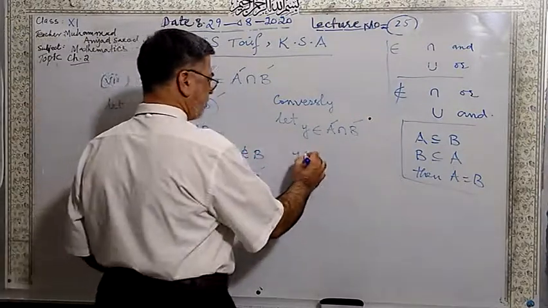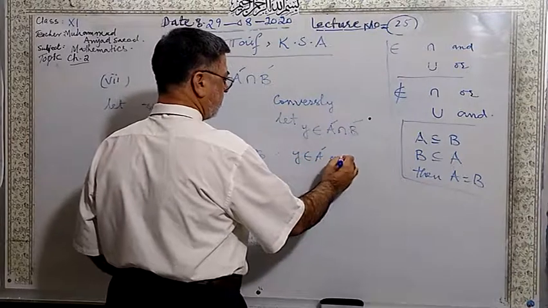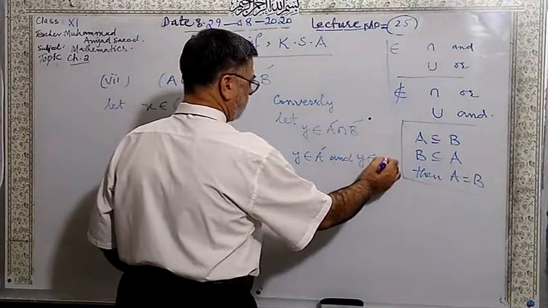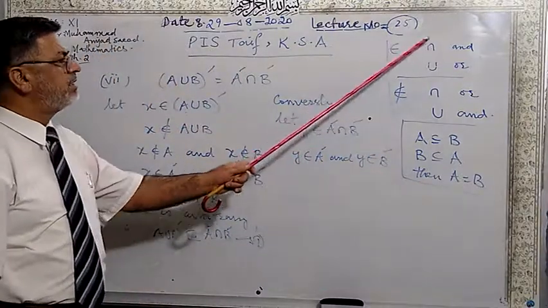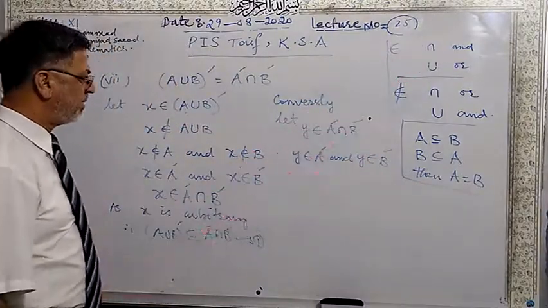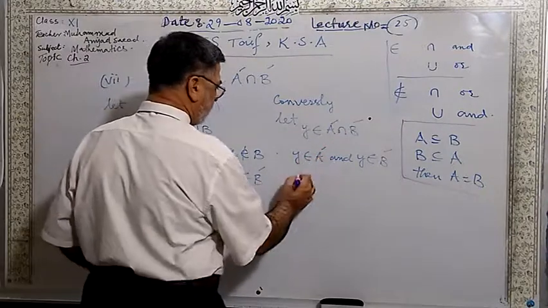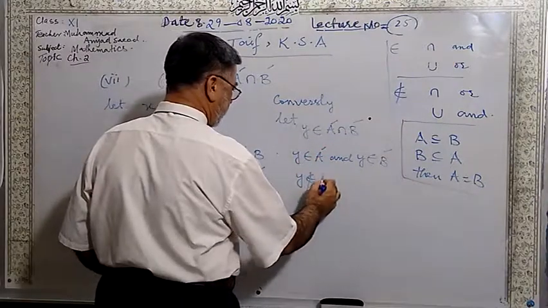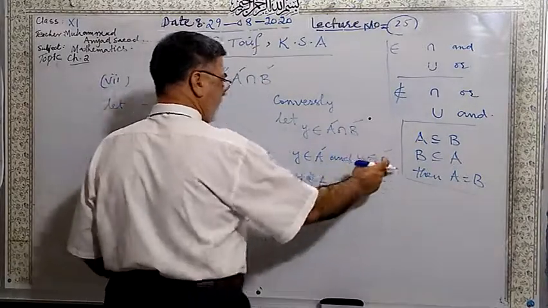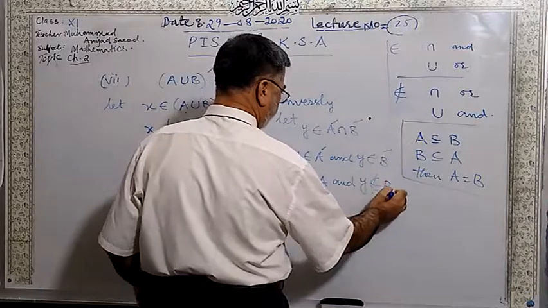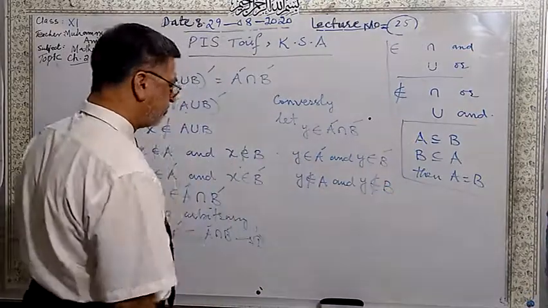So Y belongs to A complement and Y belongs to B complement. Remember that belongs to an intersection, that is "and". If Y is in A complement, definitely Y is not in A. If Y is in B complement, Y will not be in B.